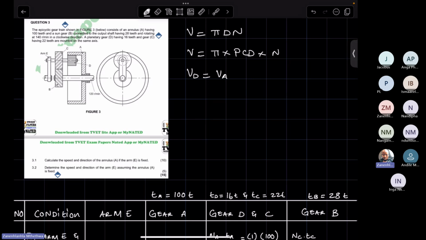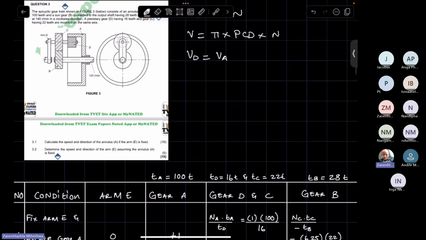Now, I'm going to show you this quickly. You do not have to do the following step. I'll show you why you do not need to; this is just for interest's sake. The circumferential velocity of gear D is equal to the circumferential velocity of gear A because those two gears are meshing. So the relationship has been identified. That's how you identify the relationship.